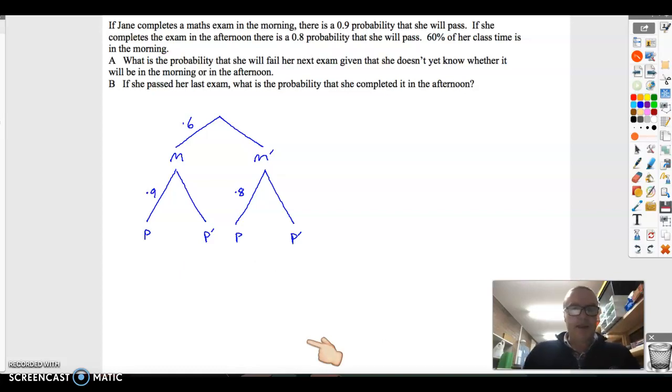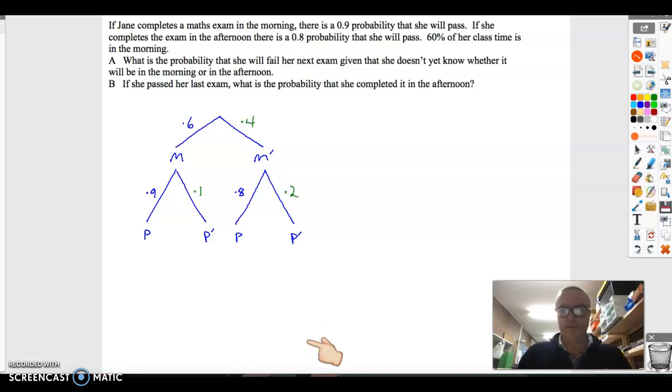So at this stage I've taken the information that I've been given in the question, and we can see that we're using those probabilities on each of the branches of the tree. So 60% of the class time is in the morning. If that's the case, 90% of the time she will pass that exam. If it's the afternoon, then 80% of the time she will pass that exam. So let's look at how we complete the rest of the diagram.